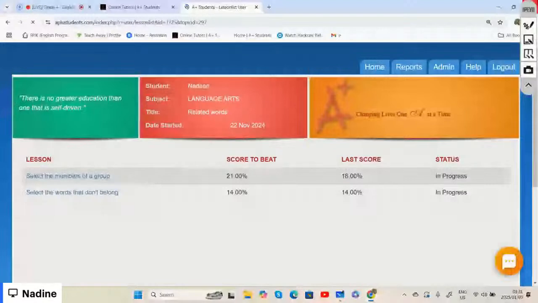All right. So now we have identified words, right? A group of words or words that are members of a group. So it's either words that are related to places in a house, things, if you are sleepy, what do you do, right? Months of the year, days of the week, right? Those are all things that are related to a group. So now we're going to select the words that don't belong.